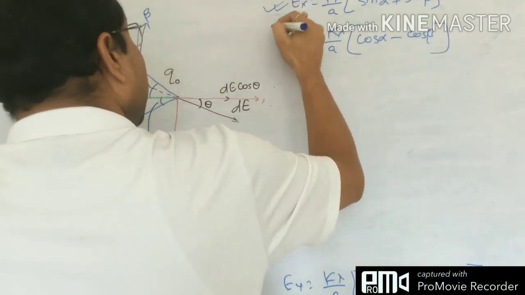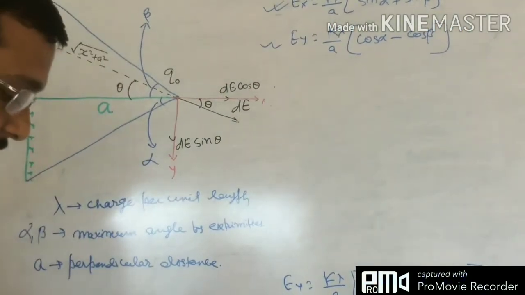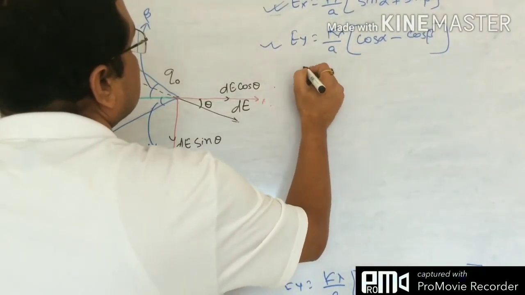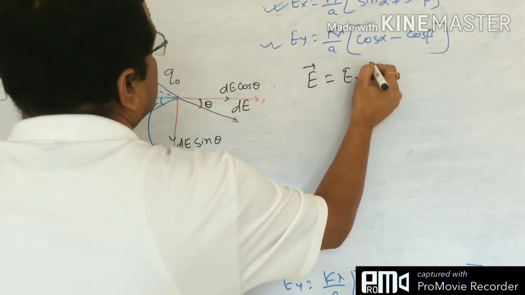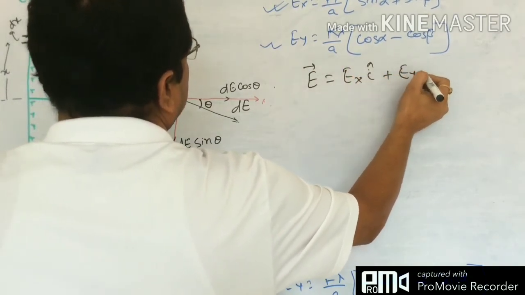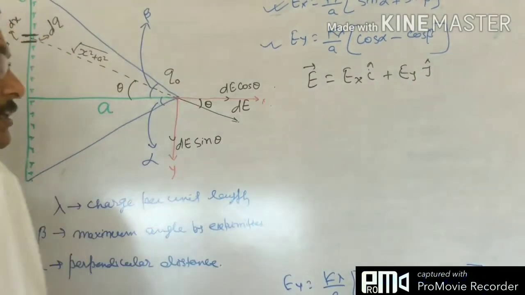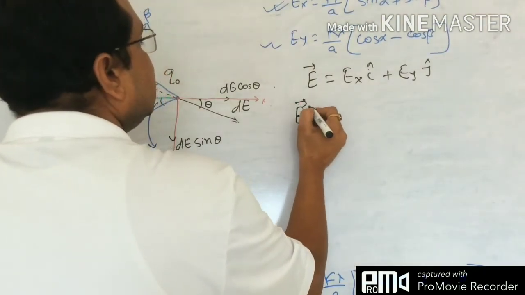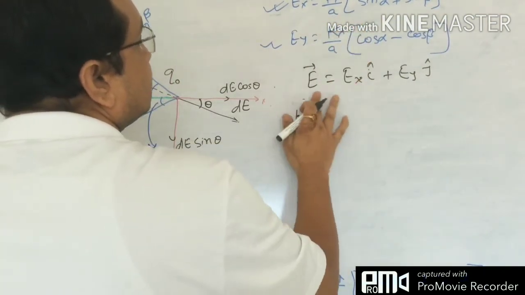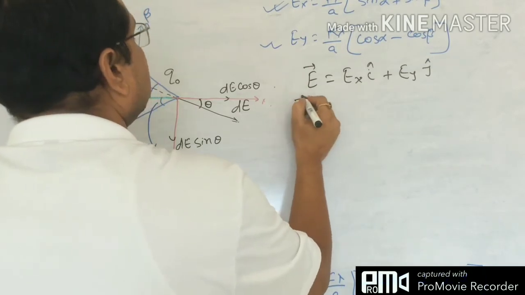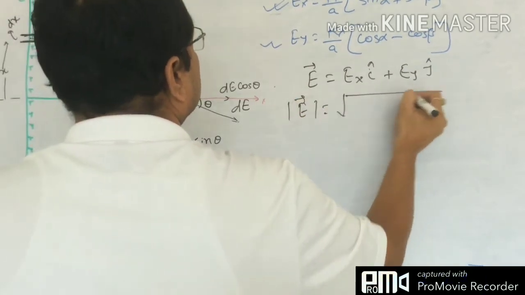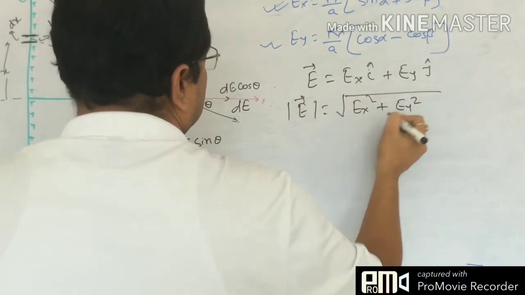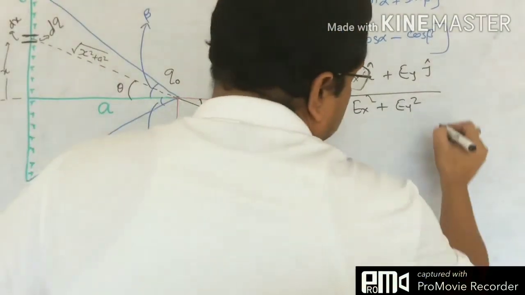So now we have got the x component of electric field and the y component of electric field. So what is E? E equals Ex into i plus Ey into j. This is the equation. So the magnitude of E, mod of E, will be under root Ex square plus Ey square. In this way we can find out the magnitude.